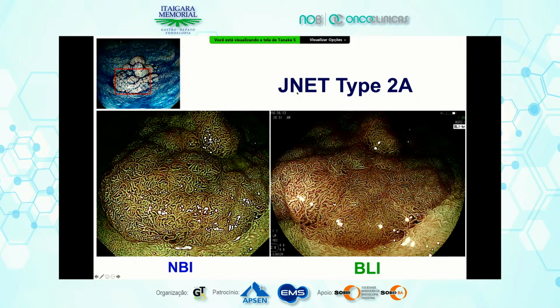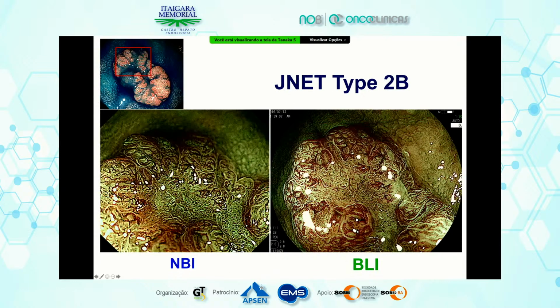This is a JNET type 2B region. This is NBI magnifying view. This is BLI magnifying view. You can see almost the same findings. Like this, even in Brazil, you can use JNET classification effectively using BLI. Of course, NBI is okay.